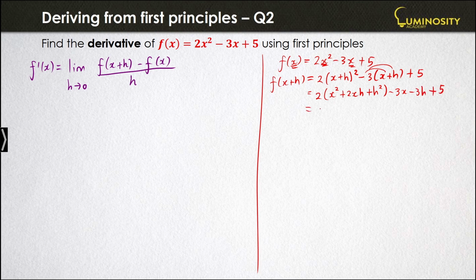So lastly, if we expand out the 2, I get 2x squared plus 4xh plus 2h squared, minus 3x minus 3h, and plus 5. So let's see what cancels and what cleans up here. All right, so that's f of x plus h. It doesn't look like anything really cancels or cleans up here nicely for this one. So what we'll do next now, let's get another color.